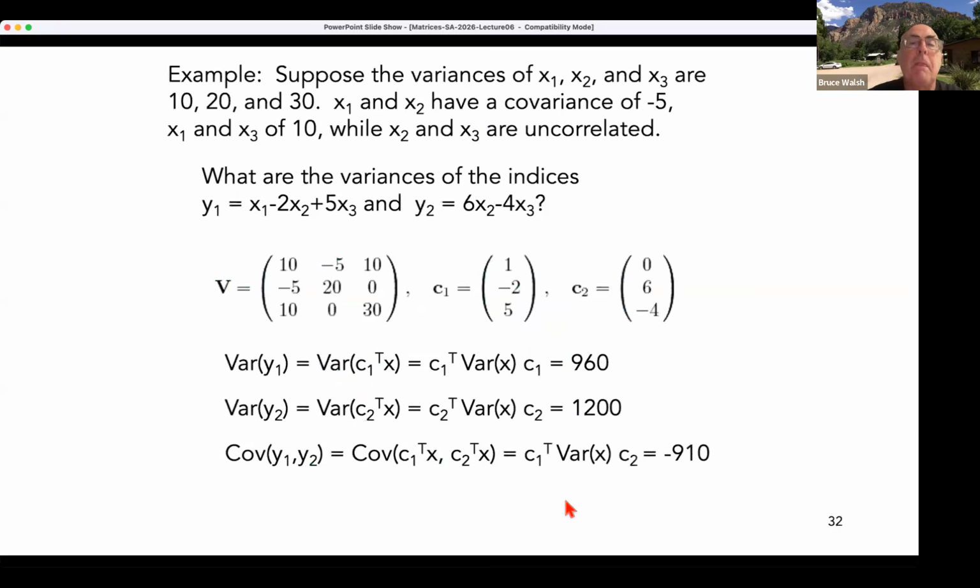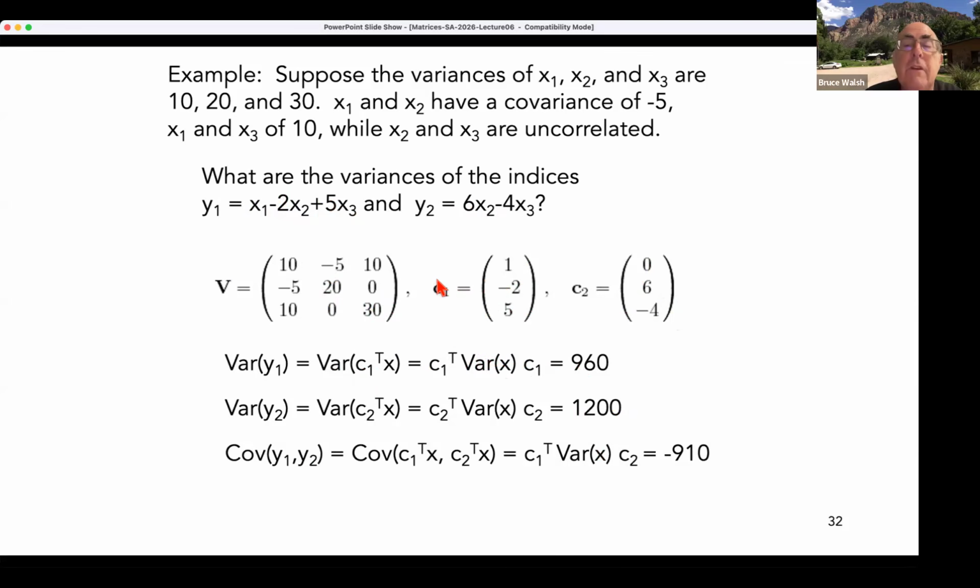So an example. Let's go back to that same V matrix we had before. Here's index 1: 2, 1, minus 2, 5. Index 2: 0, 6, minus 4. There are the weights. What's the variance of this first index in the population? Well, it's just C1 transpose V C1, where V is the variance of X. That gives me 960. What about for these weights? Do the same thing, you get 1200.